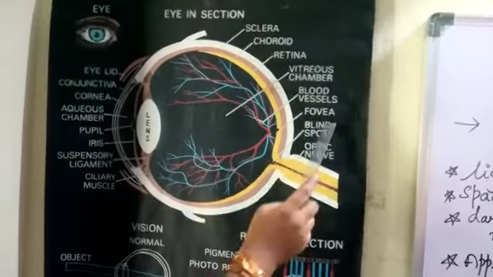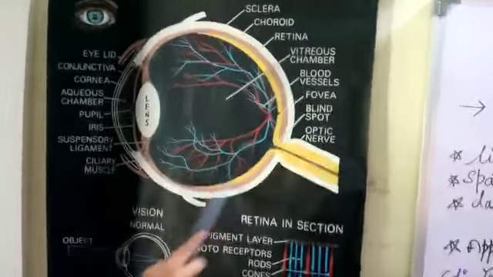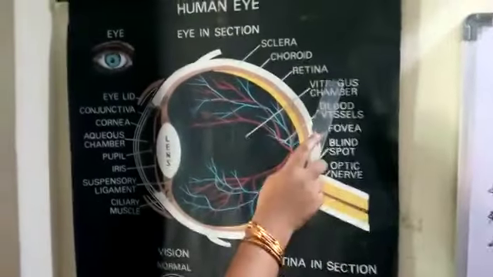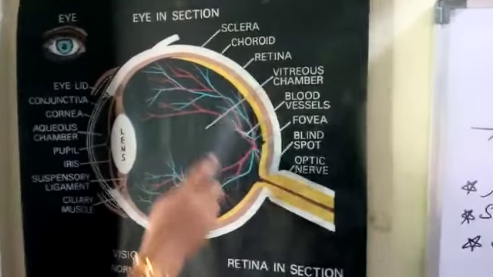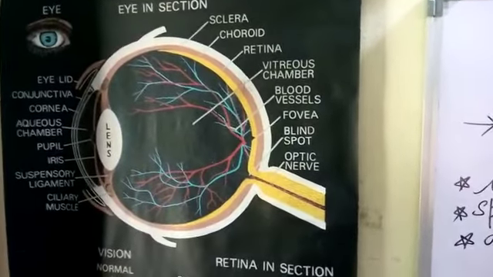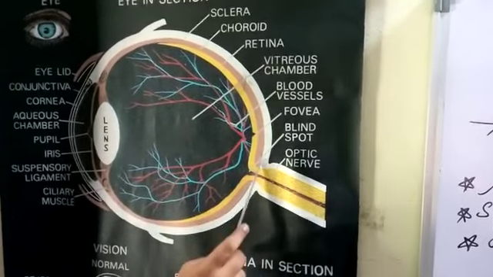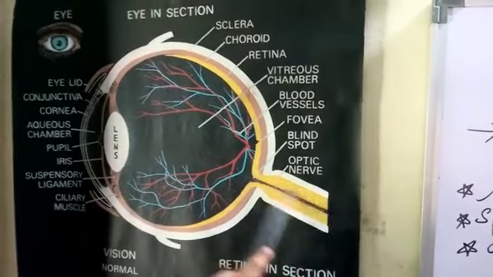So children, here you can see very clearly the yellow colored line. This yellow colored line is nothing but the retina. In this retina, we have all the blood vessels. The blue color and red color that you are able to see here are all the blood vessels, that is arteries and veins.